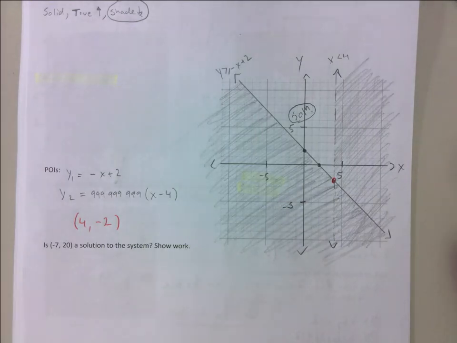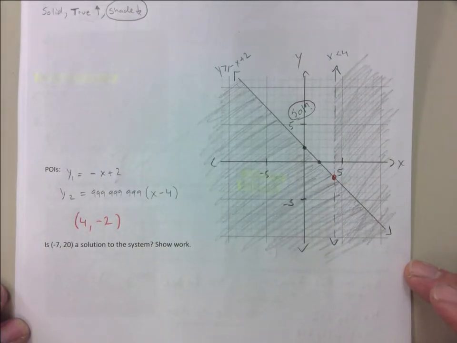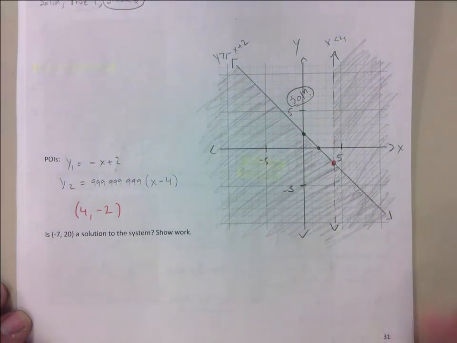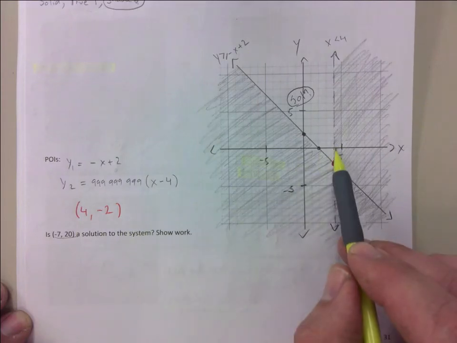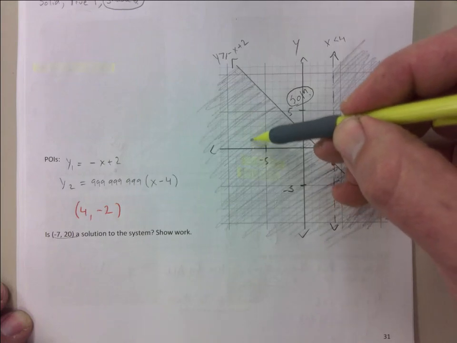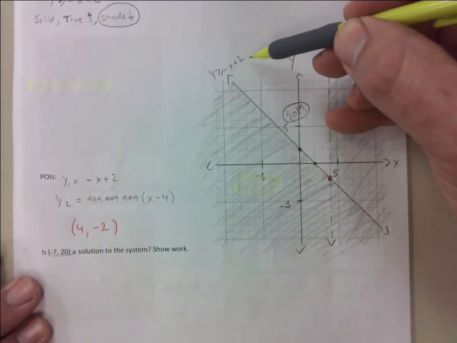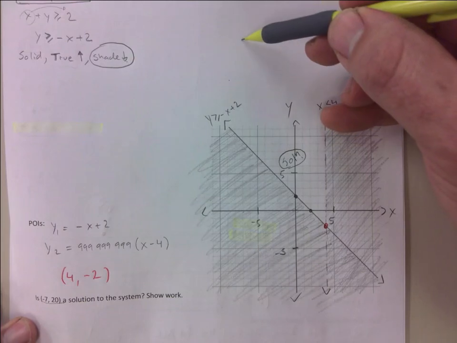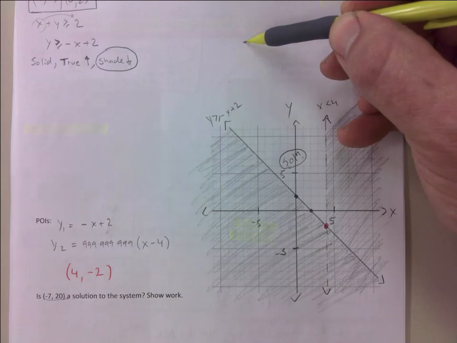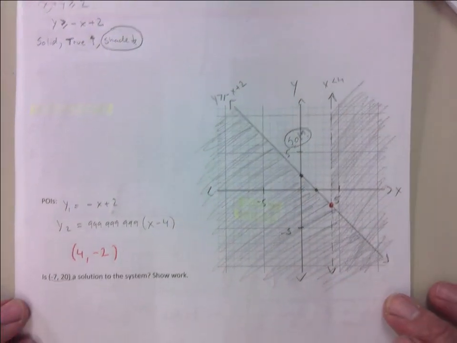Sometimes it's a decimal, sometimes it's a whole number. Is negative 7, 20 part of the solution? Let's visually look at it. Negative 7 would be here. 20 is way, way up here. It's probably somewhere up here. It's probably part of the solution, right? But we don't know for sure, so we'll just quickly check.